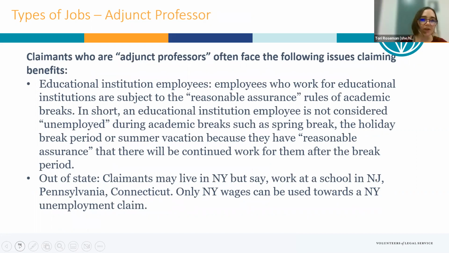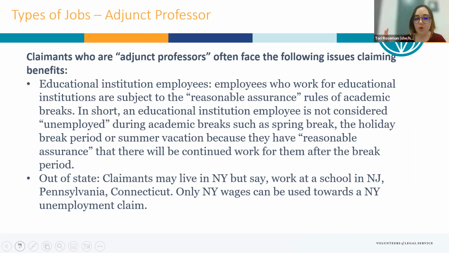The next job that I do want to talk about is an adjunct professor. Claimants who are adjunct professors often face the following issues claiming benefits. Educational institution employees, which are not limited to adjunct professors, but this is often when we see them the most, either adjunct professors or substitute teachers. These are employees who work for educational institutions, and they're subject to the reasonable assurance rules of academic breaks.